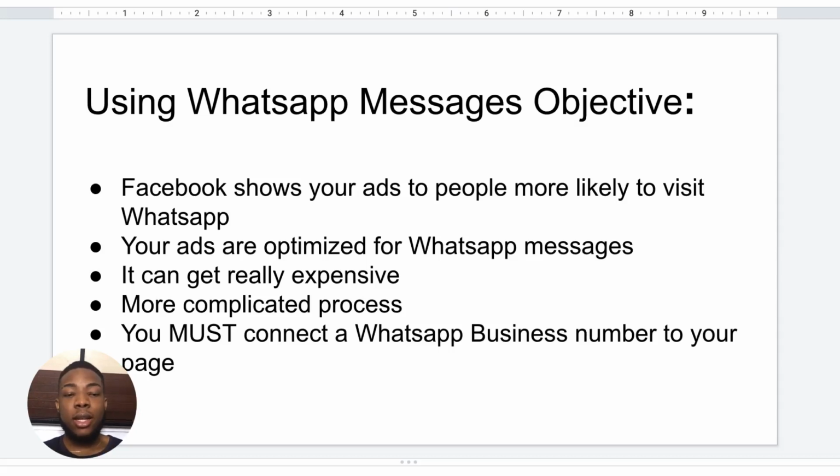And then the last thing that you need to know about it is that you must connect a WhatsApp business number to your page. If you do not have a WhatsApp business number, you will not be able to use this particular messages objective to run your ad. So those are the things you need to know about using the WhatsApp messages objective. Now let us look at using the customized WhatsApp link.